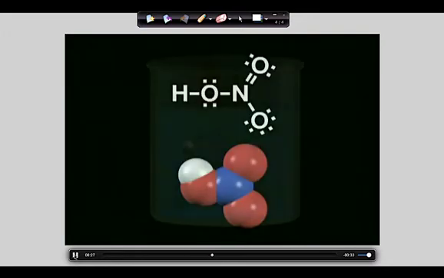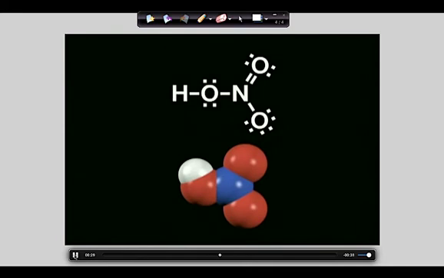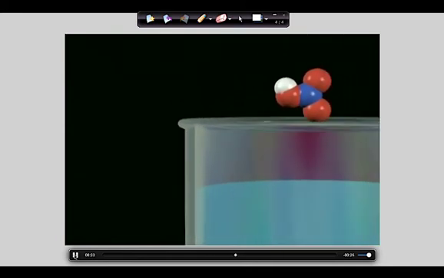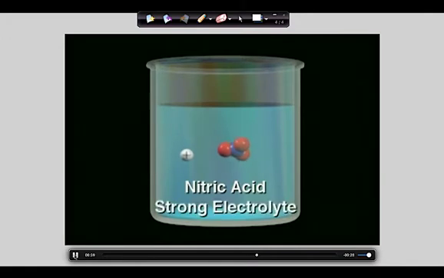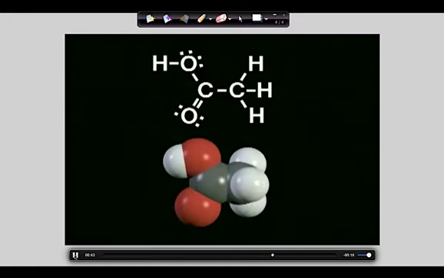And a strong acid. Nitric acid is another common strong acid. Upon dissolving in water, nitric acid completely ionizes. Will those ever get back together? Strong acids form an acidic solution. Like hydrogen chloride, nitric acid is a strong electrolyte.